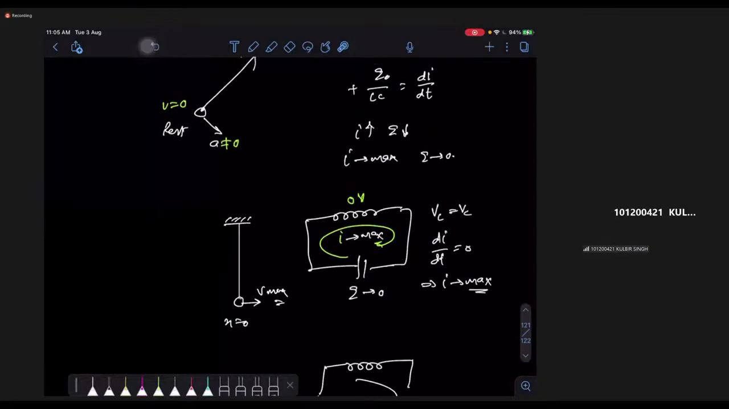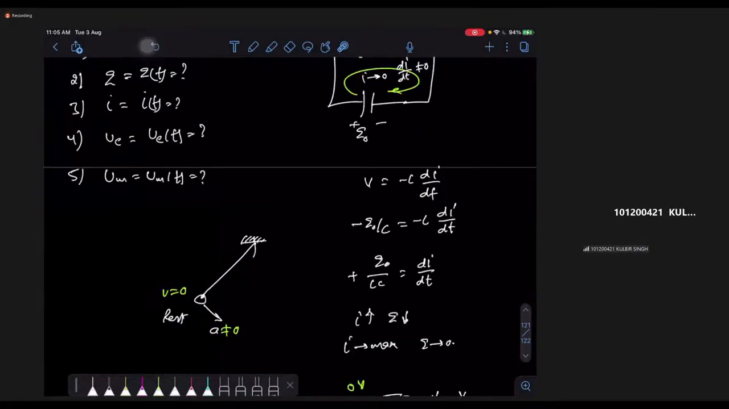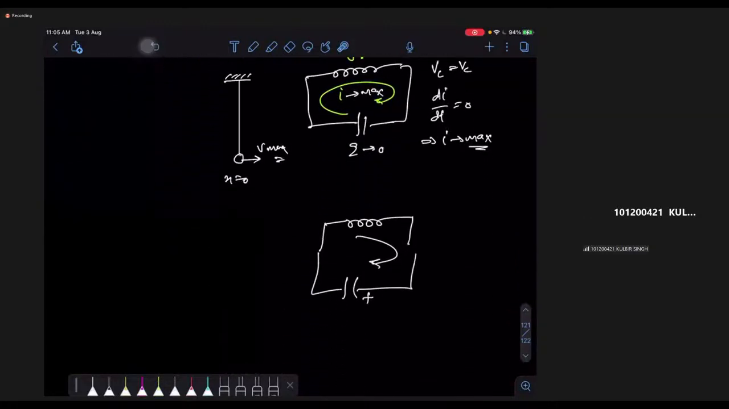So current keeps on going in the same direction, and this side now the plate becomes positive. So initially your charge is positive on the left side. Now where is the charge positive? Charge now begins to be positive on the right side. You're going to have the polarity of the capacitor reverse. So on the inductor, your polarity is going to reverse. Okay. Current direction is not changing. Current is still going in the same direction, but polarity is reversed.